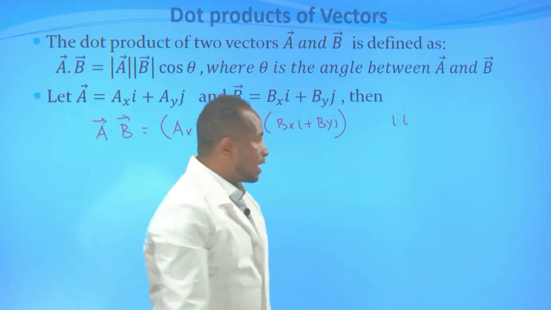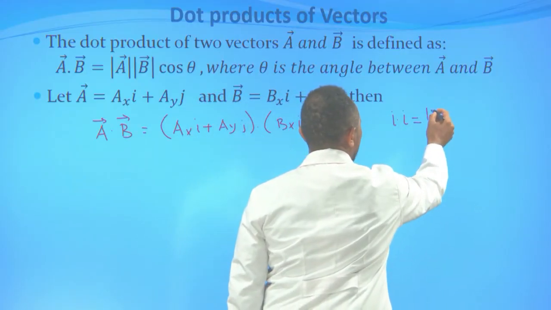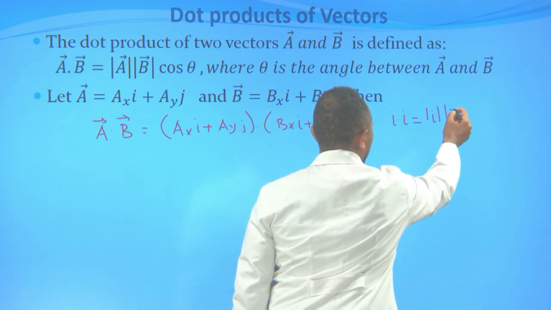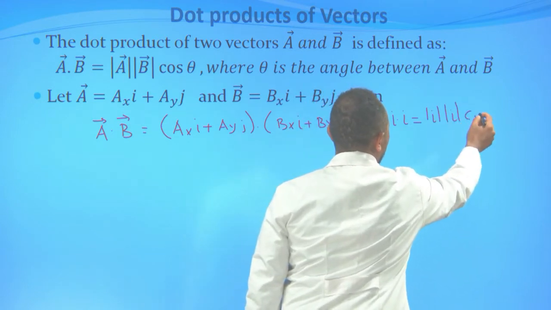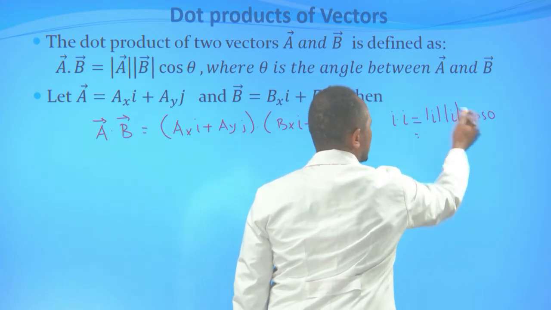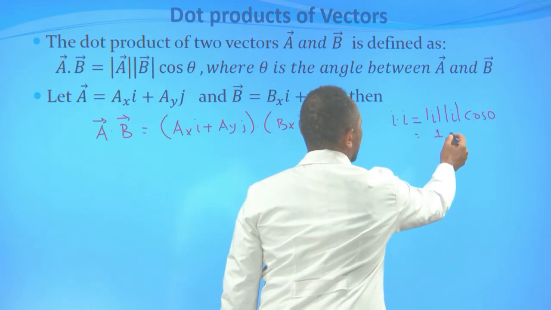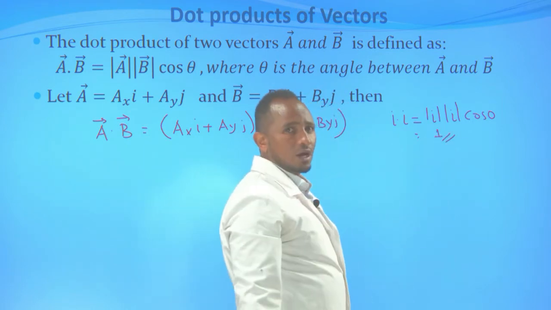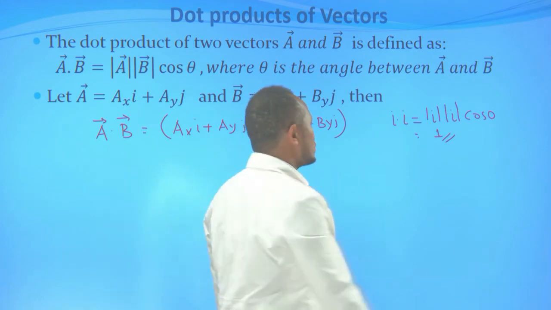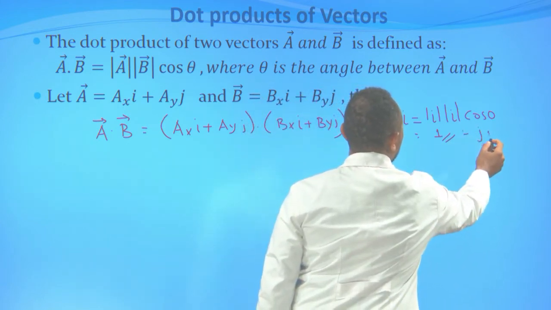Okay, i dot i is given as the magnitude of i times the magnitude of i times cosine of the angle between i and i, which is 0. Therefore, it's 1 times 1 times cos 0, which is also 1. So i dot i gives you 1. Not only i dot i, j dot j also gives you 1. This is the same as j dot j.